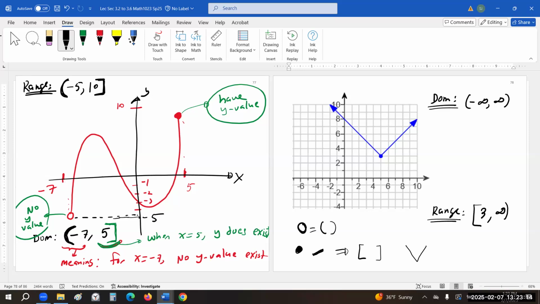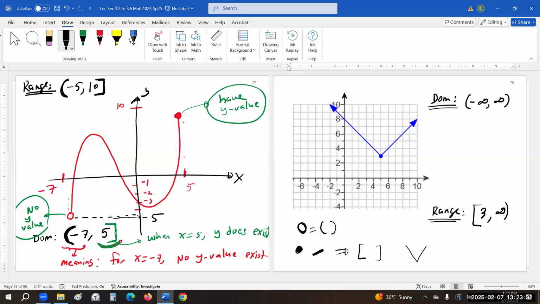Why is there not a bracket? Infinity always gets parentheses because we don't know what is infinity. When you do know a number, we can use bracket if it exists in the graph. But infinity, do you know if infinity is in the graph? We don't.